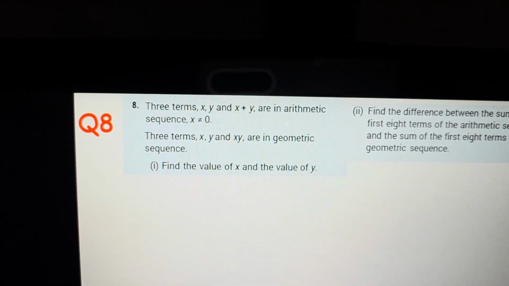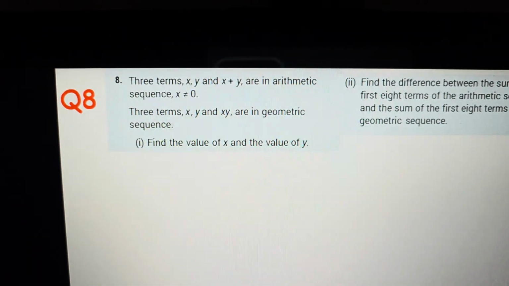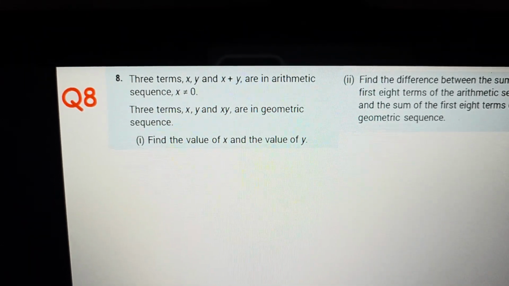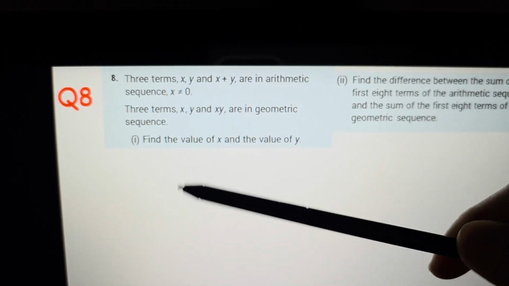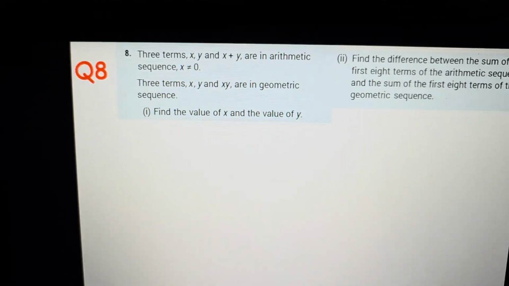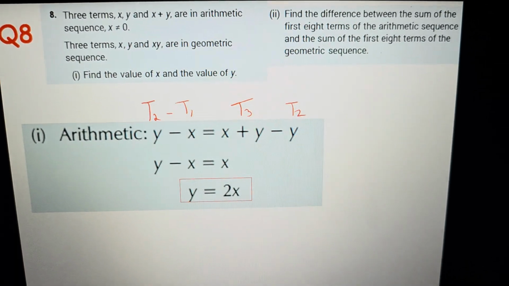We need to create equations. So work with the arithmetic sequence. How do you know something is arithmetic? If the difference between 2 terms is a constant, that makes it arithmetic. So term 2 take away term 1 should be the same answer as term 3 take away term 2, if it's arithmetic. So that's what I would put down first.